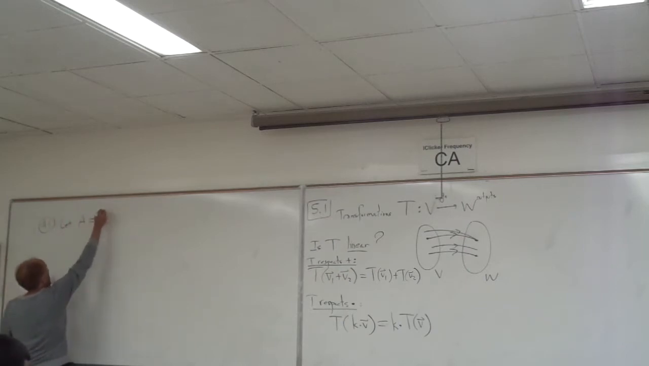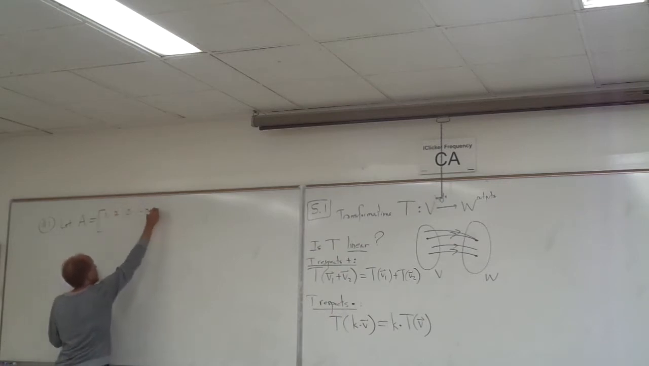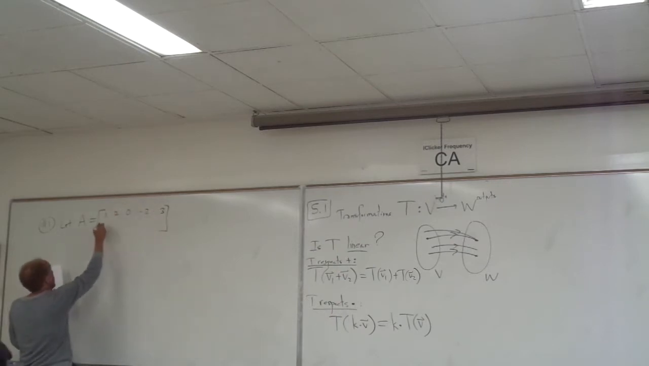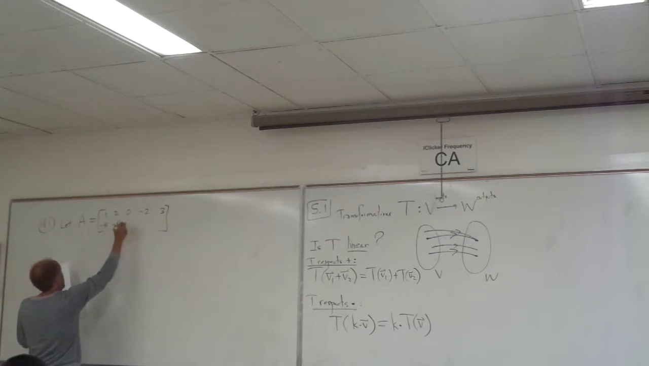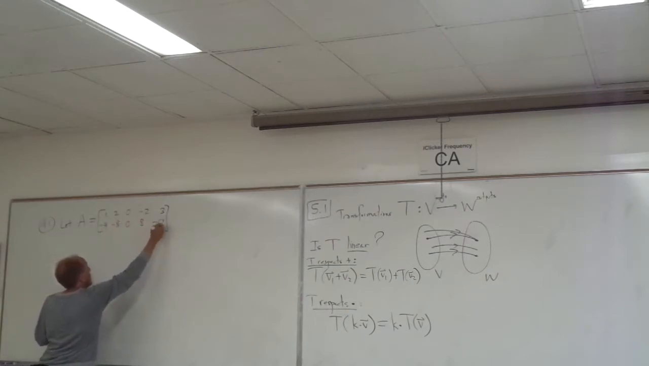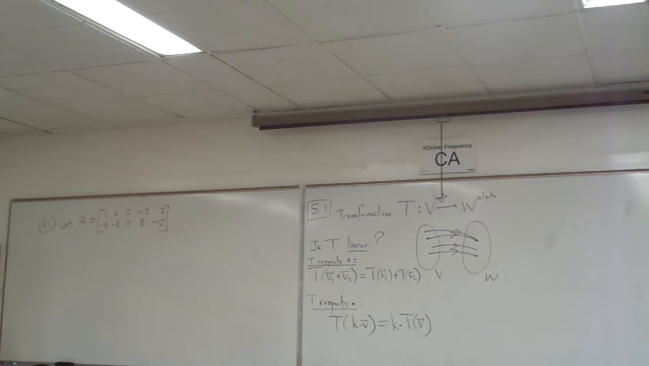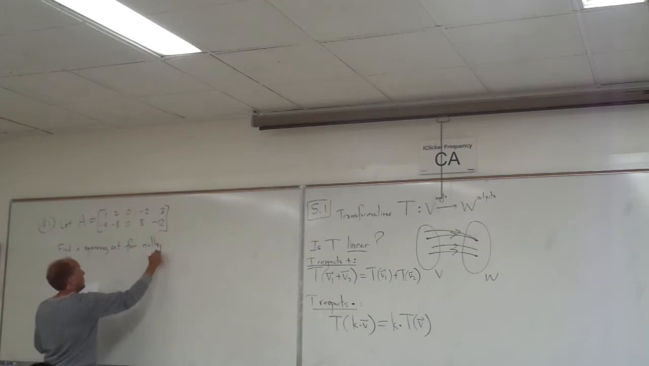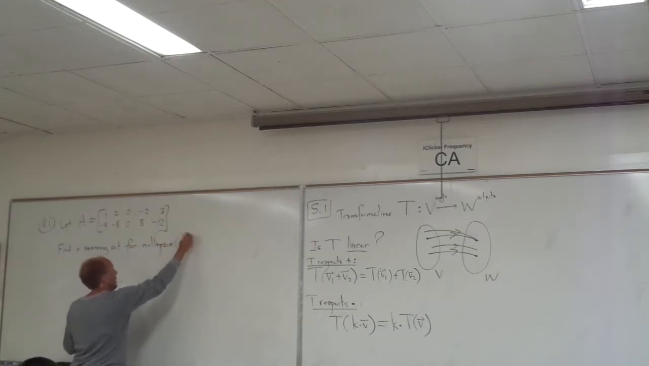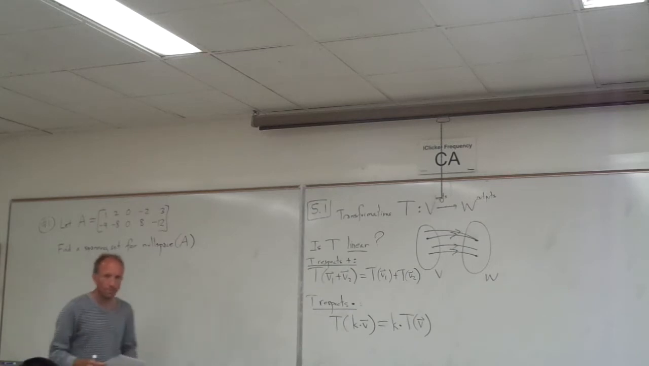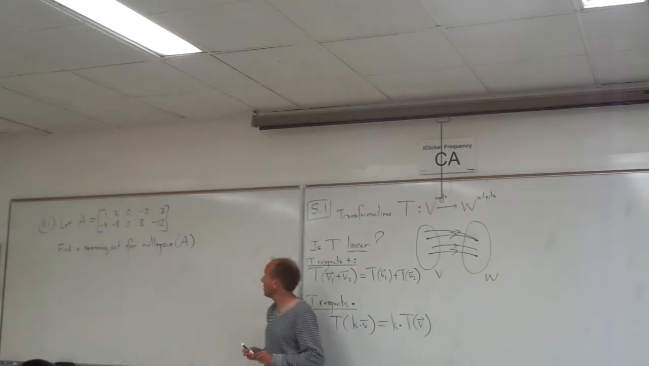Let A be the matrix 1, 2, 0, negative 2, 3, and then negative 4, negative 8, 0, 8, negative 12. Okay? And the first question is: find a spanning set for the null space of A.